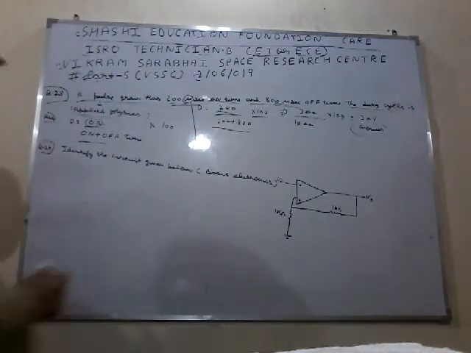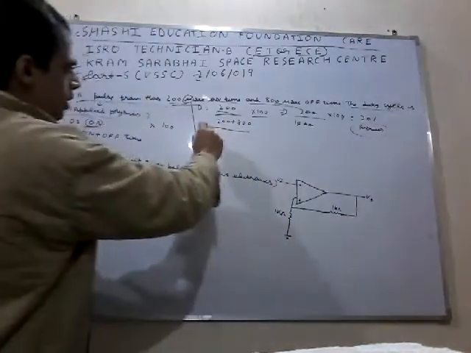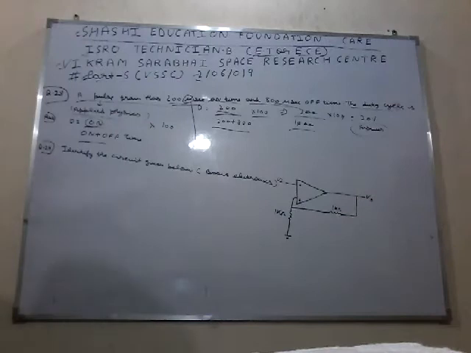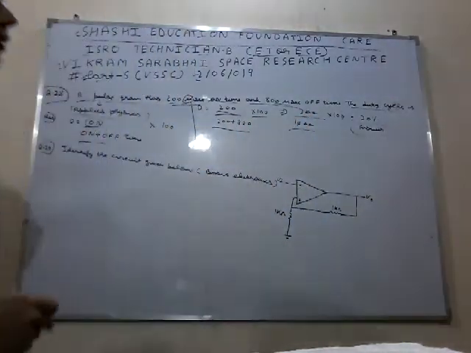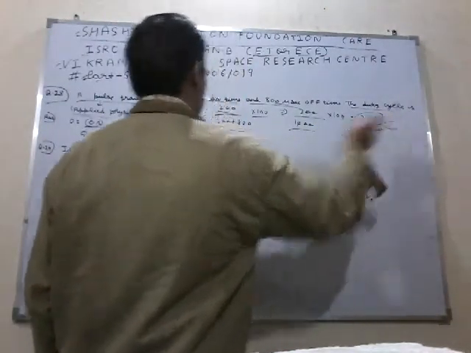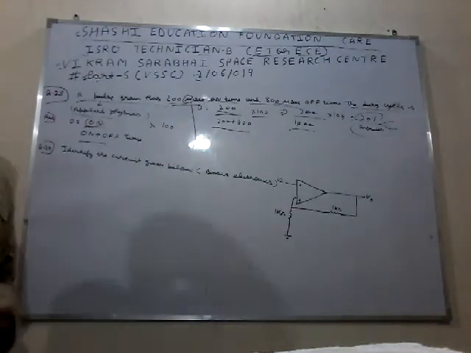So 800 plus 200 is 1000. So 200 upon 1000 into 100. The answer is 20%. Okay, now let's move on to the next question, question number 29.